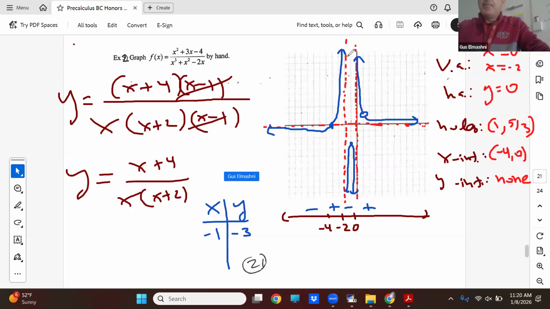Did you plug in -1 to figure that out too? Yeah, just to see exactly where that curve is going to be, because I didn't feel comfortable just drawing something crazy. And -1's halfway between -2 and 0. That's why I chose -1. But I knew it was going to be negative in that interval. That I knew from the sign chart.